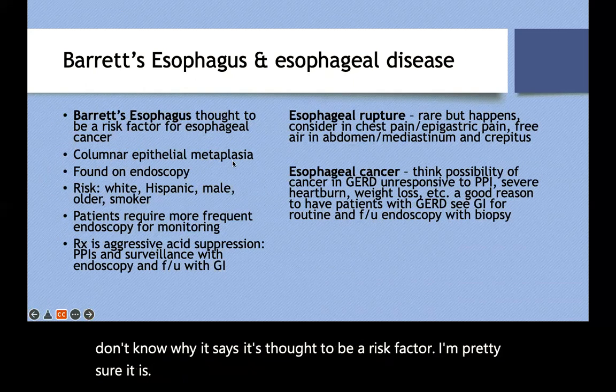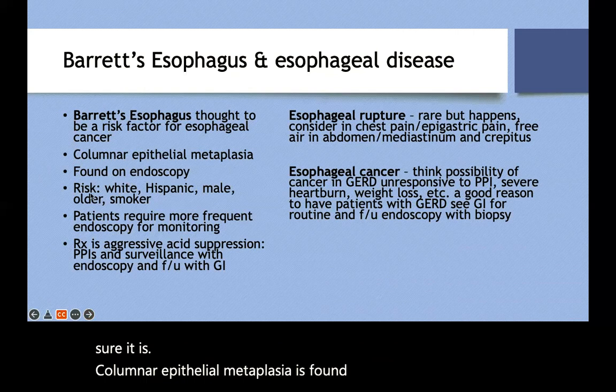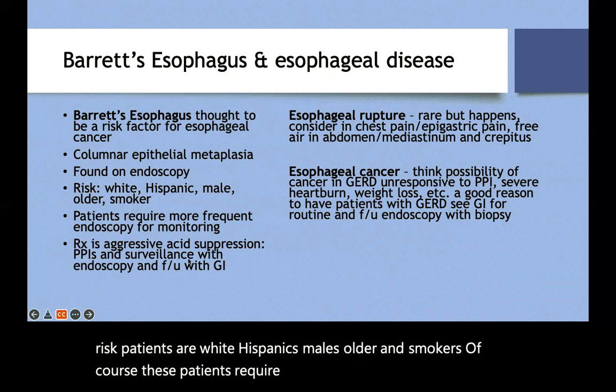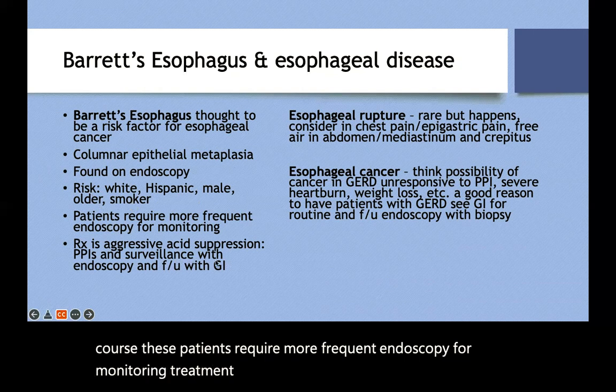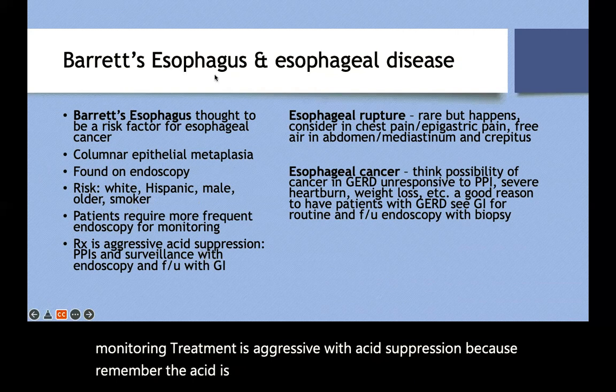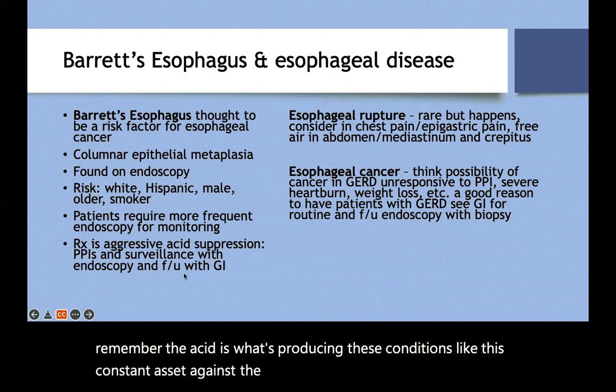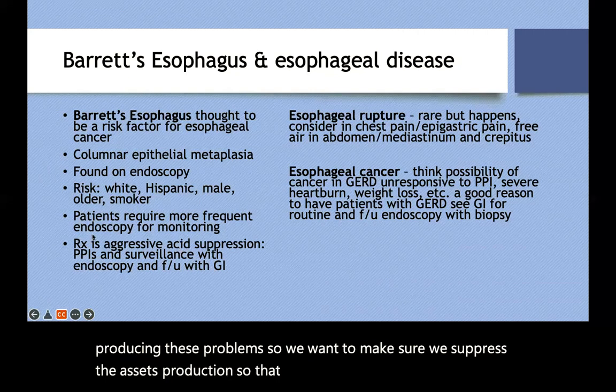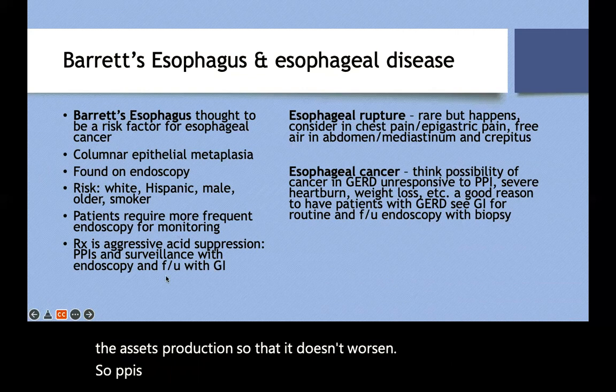Columnar epithelial metaplasia is found on endoscopy. The higher risk patients are white, Hispanics, males, older, and smokers, of course. These patients require more frequent endoscopy for monitoring. Treatment is aggressive with acid suppression, because remember, the acid is what's producing these conditions. This constant acid against the esophagus is what's producing these problems. So we want to make sure we suppress the acid's production so that it doesn't worsen it. So PPIs and surveillance with an endoscopy and follow up with the GI doctor, of course.